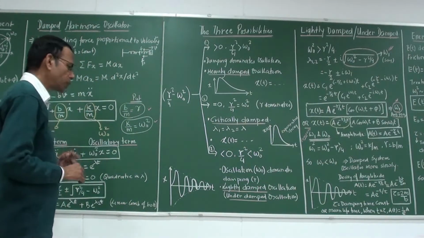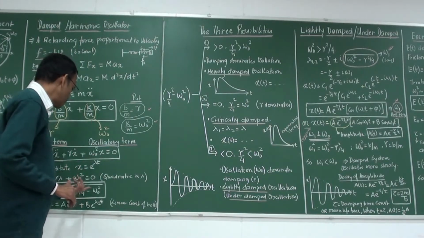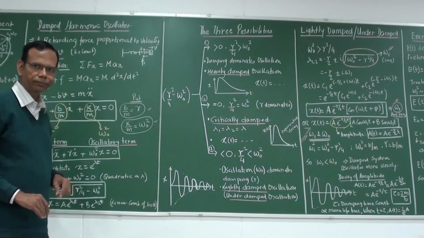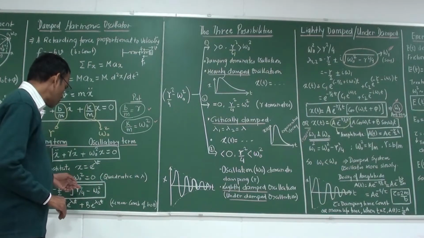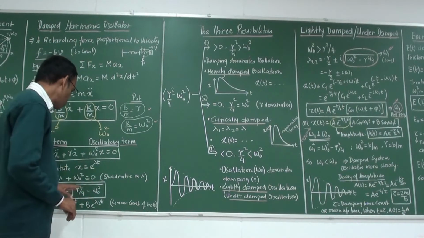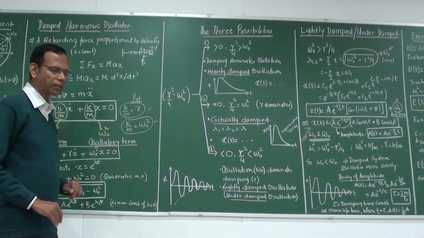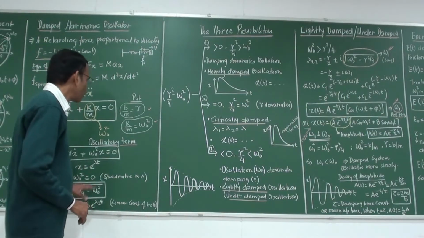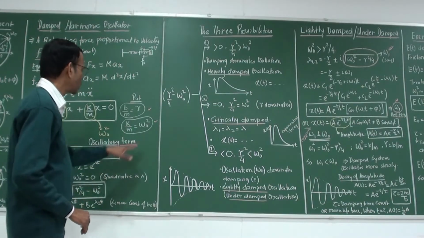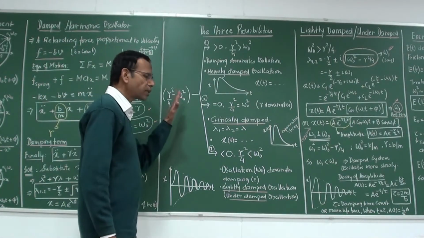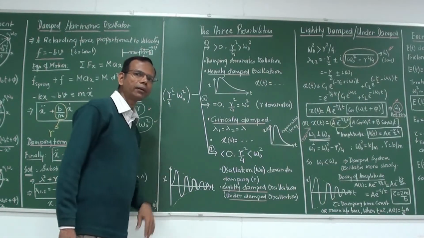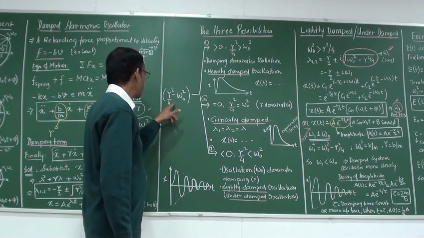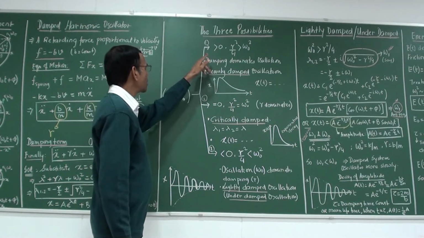Now we will see the case of this particular quantity, gamma square by 4 minus omega 0 square, which is within the bracket. There are different cases depending on whether gamma square by 4 is larger or omega 0 square is larger. Depending on that, this will change sign and the different cases will take place. So I write the same expression over here, gamma square by 4 minus omega 0 square. Now let us see the different cases. The first case is when this quantity is greater than 0.